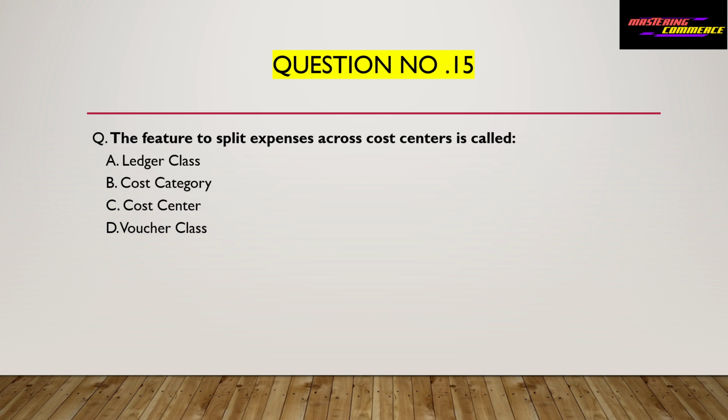So next question is, the feature to split expenses across cost center is called. Options are ledger class, cost category, cost center and voucher class. Which feature splits all the expenses of cost centers and distributes them across all? So it is the same cost center only. C is the correct answer.